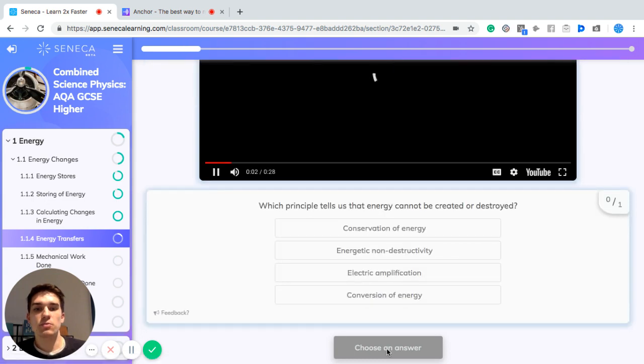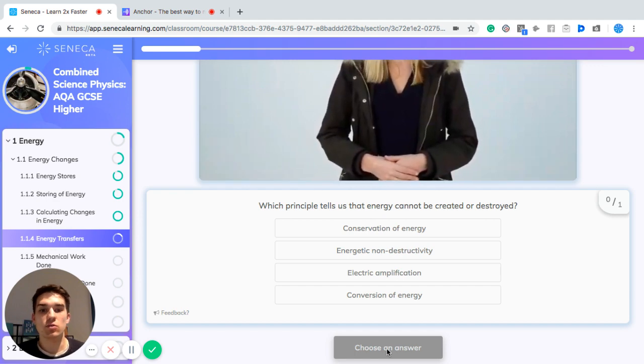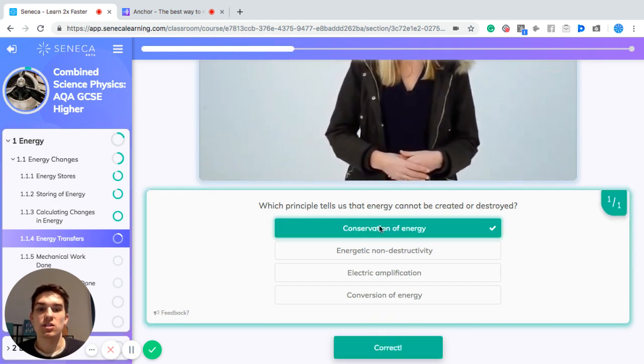Which principle tells us that the energy cannot be created or destroyed? Now remember, that's the conservation of energy.